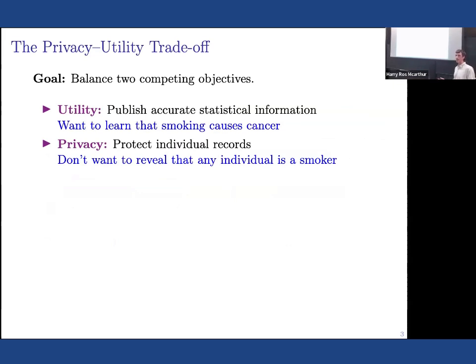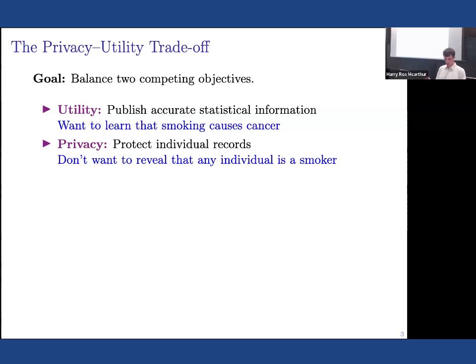On the one hand, you want the information that you publish to be accurate enough for some researcher to learn that smoking causes cancer, but at the same time, you don't want to allow anyone to learn that any individual in the database is a smoker. So these are the two competing objectives which you need to manage when you're trying to publish this information.